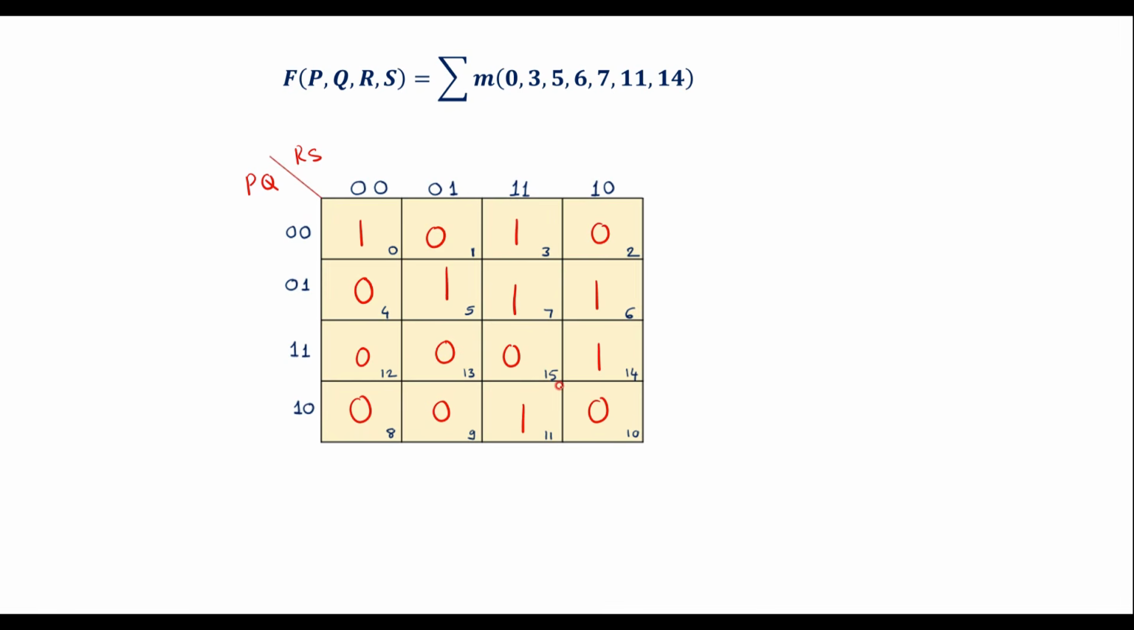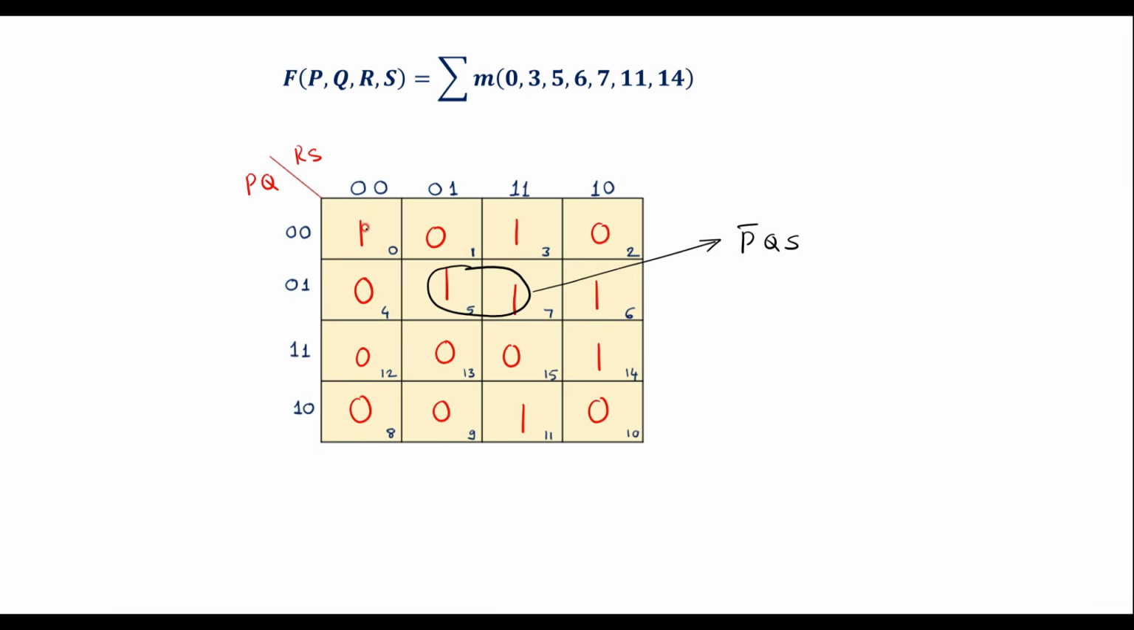So now let me simplify this. This and this I can make a pair. The value of this will be, we can see in these two columns, one is common which is with respect to S, and with respect to this row it is 0, 1, that is P bar Q and it is S. P bar Q and S.